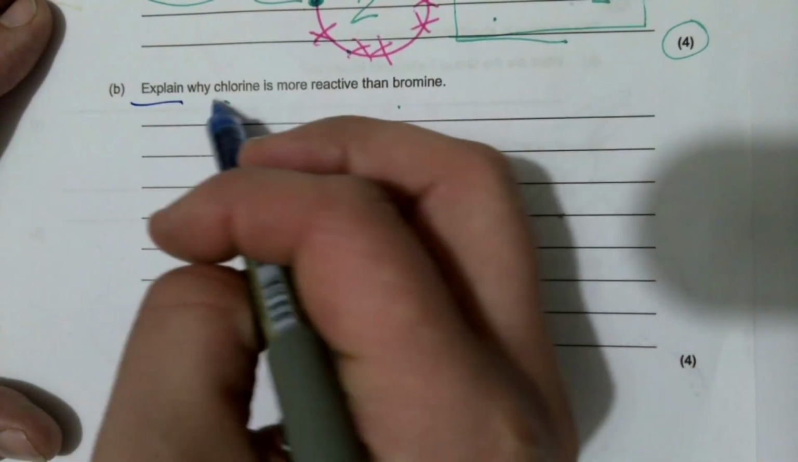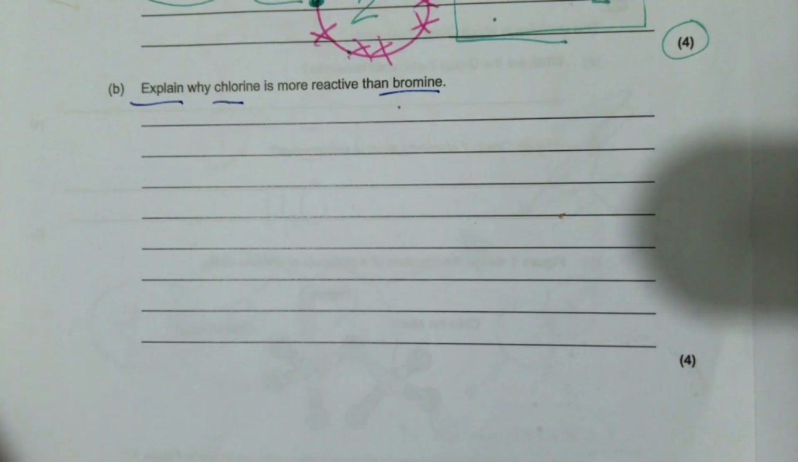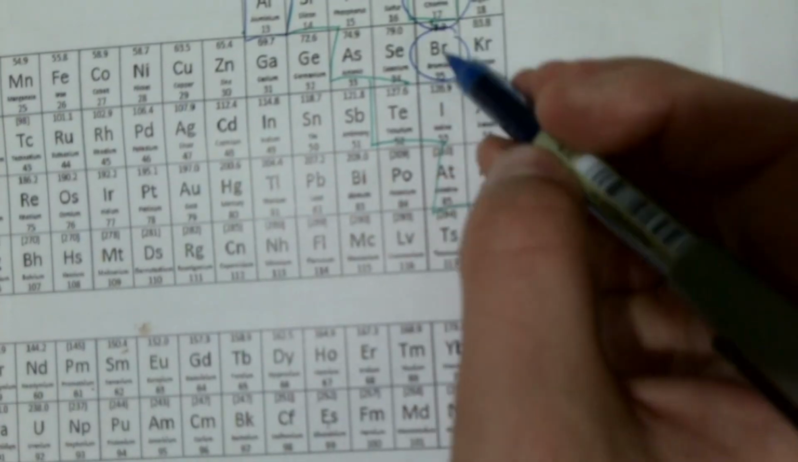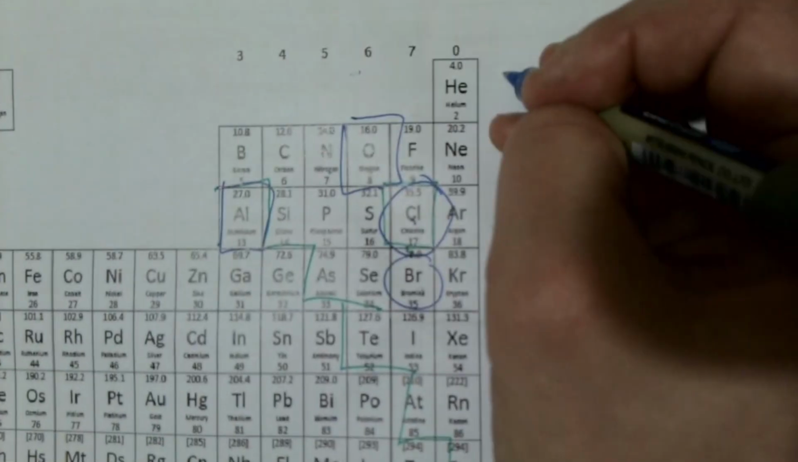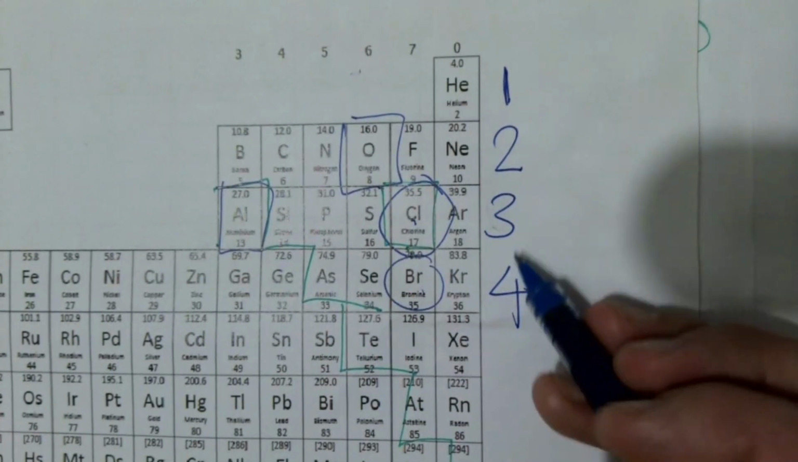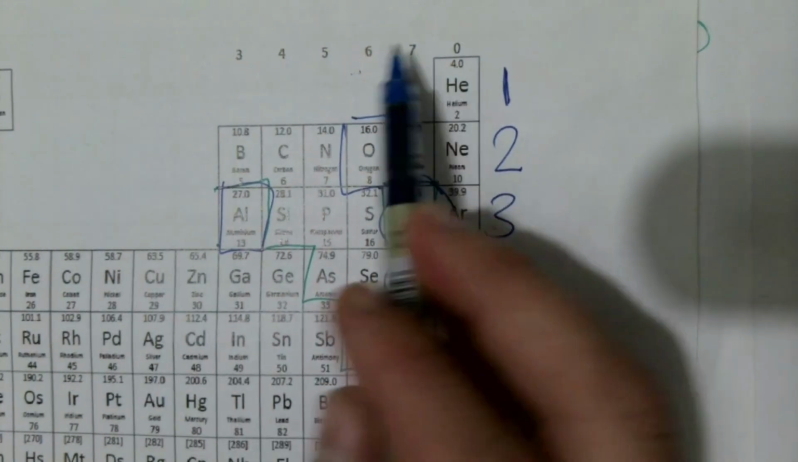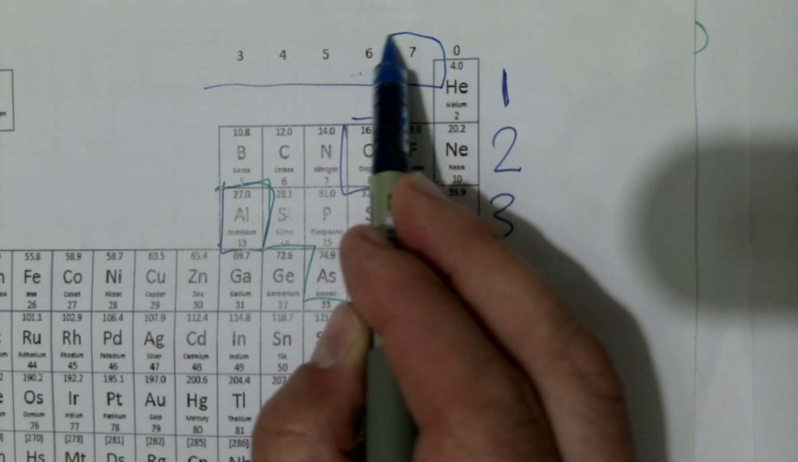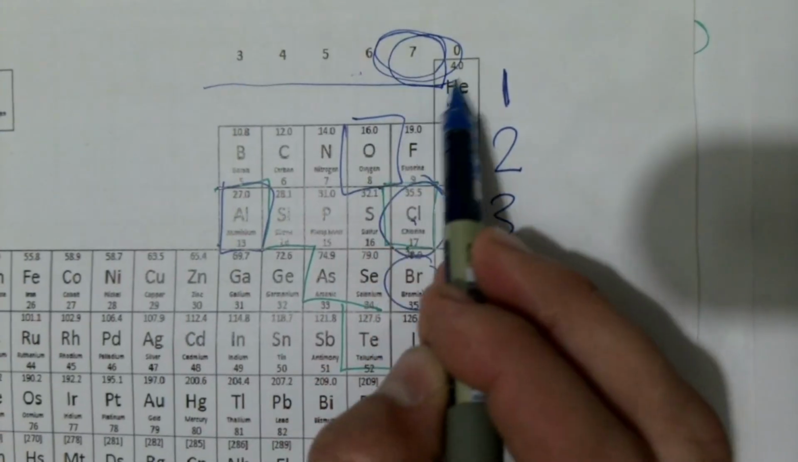Right, let's jump back to a bit of reactivity. Explain why chlorine is more reactive than bromine. Get yourself a little periodic table. Here it is. There's chlorine. There's bromine. So one is above the other. Little technique now. If you look here, period 1, period 2, period 3, period 4. These refer to the number of shells. This refers to the number of electrons in the outer shell. So we're dealing with 7.